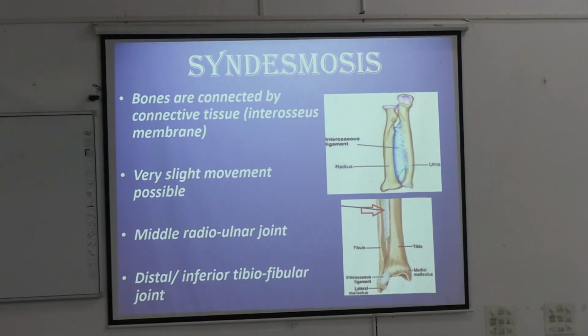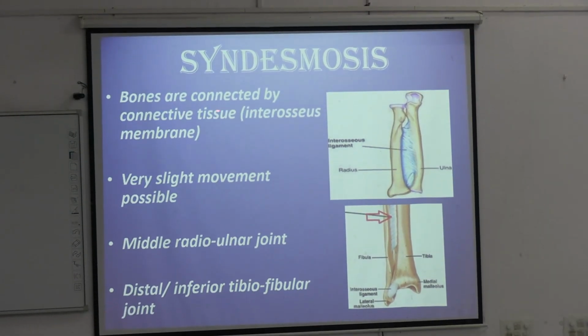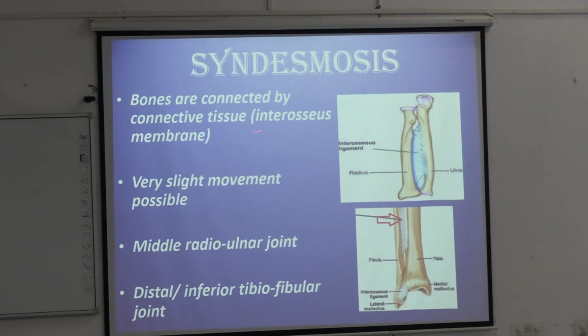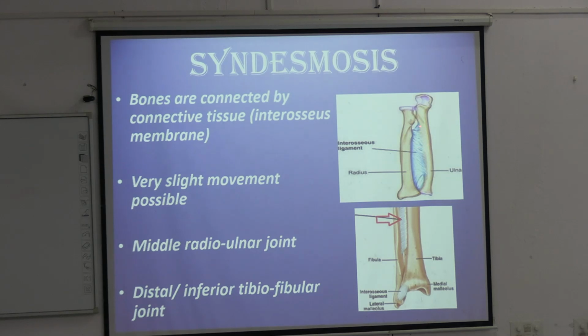Syndesmosis. Bones are connected by connective tissue, an interosseous membrane. Here, the radius and ulna, and the tibia and fibula. This is syndesmosis. Very slight movement possible. Examples: the middle radioulnar joint and the distal, inferior tibiofibular joint. But this is a fibrous element.